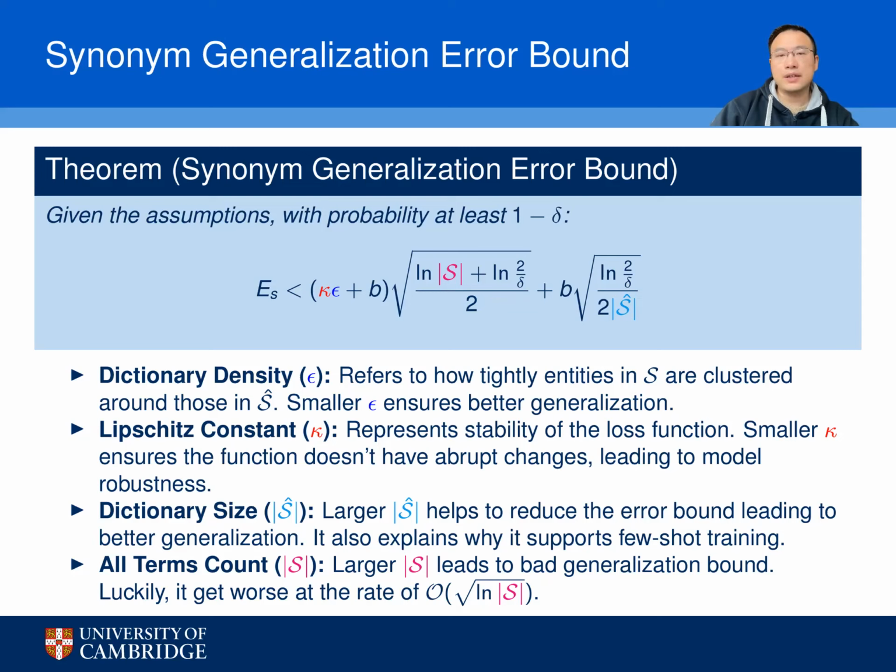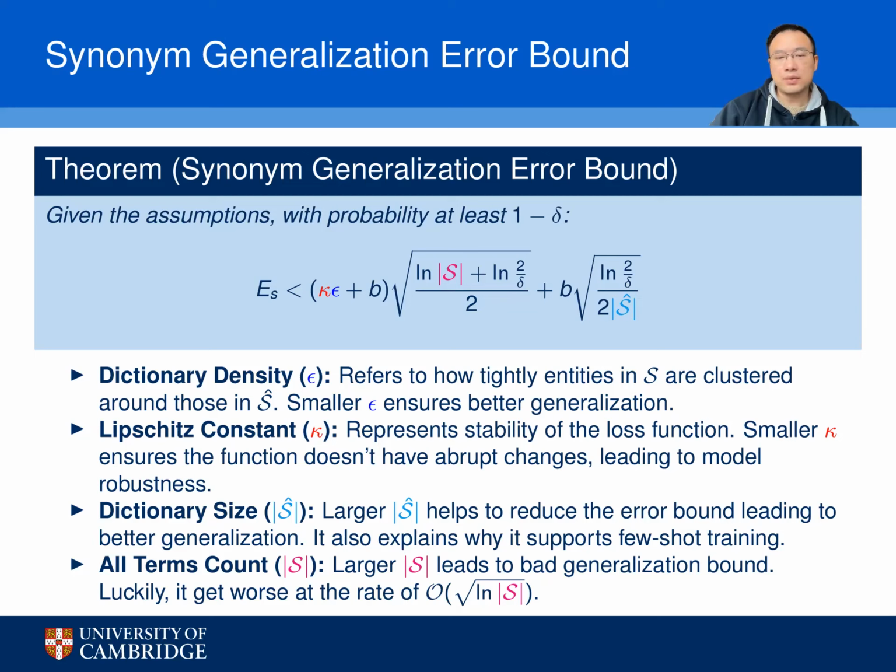It is very interesting to observe that if the S hat size is very large, the second term of the right-hand side will be close to 0. So in this case, if we continue to increase the size of S hat, the performance will not increase anymore. Our experiment will also show this. The final one is the all terms count, the size of S.